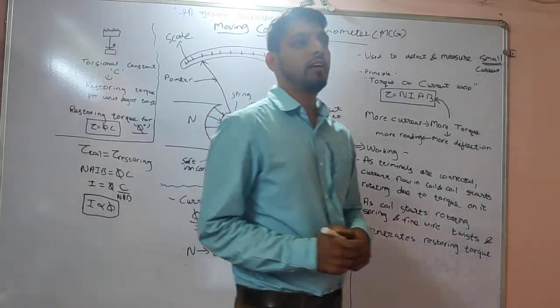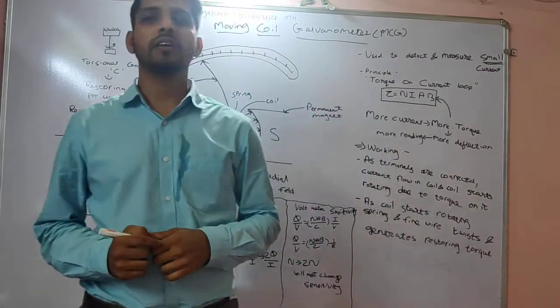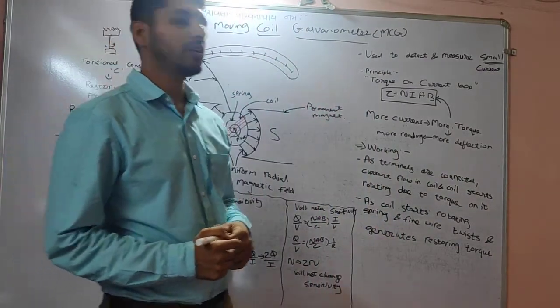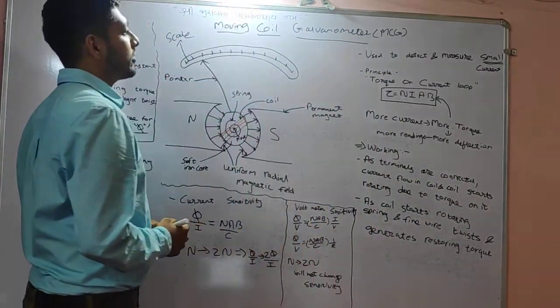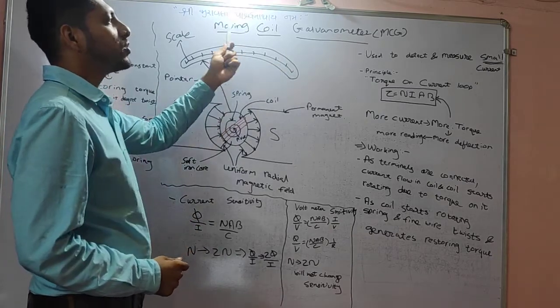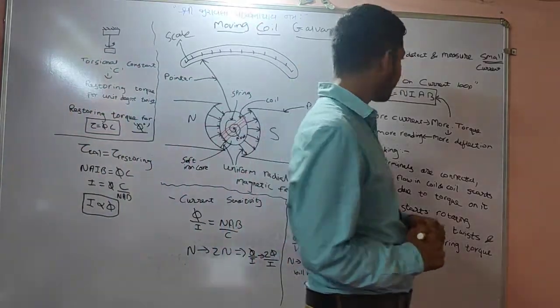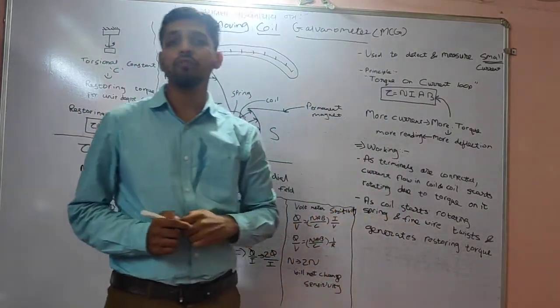Hello students, today we are here with our next topic, that is moving coil galvanometer. This is our last topic for this chapter. So we'll be starting with moving coil galvanometer. What does that mean? There is a coil which will be moving and which makes a machine that is known as galvanometer. So first of all, what is it used for?